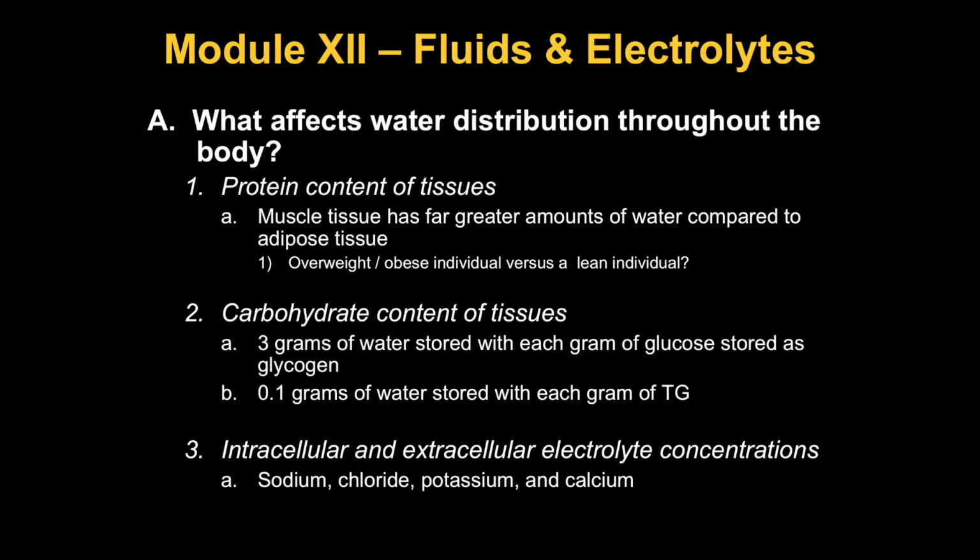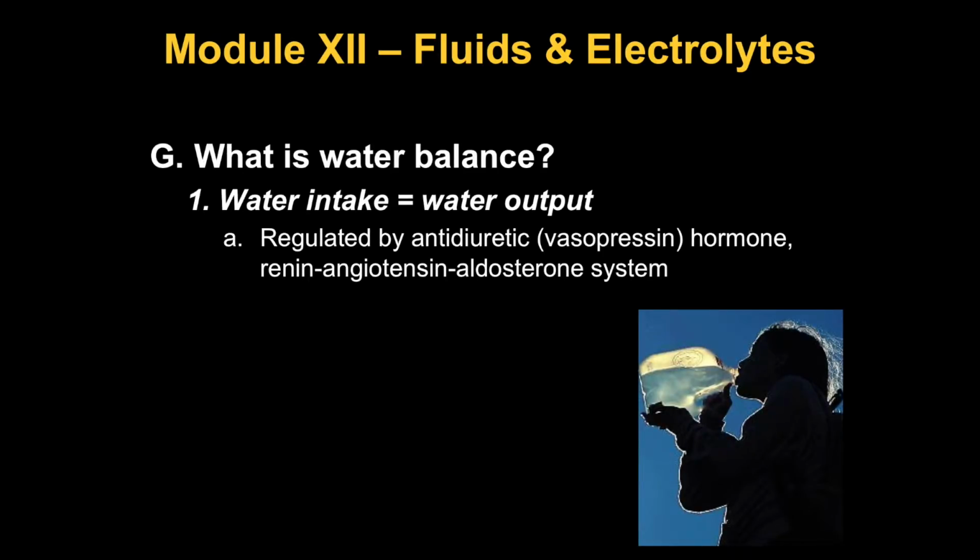So sodium ions, chloride ions, potassium ions, and calcium ions all make a big difference as far as the water distribution in the human body. So let's talk about water balance here. Water balance is all about the intake of water and the output of water. So when water intake and water output are equal, then we are in what's called water balance.